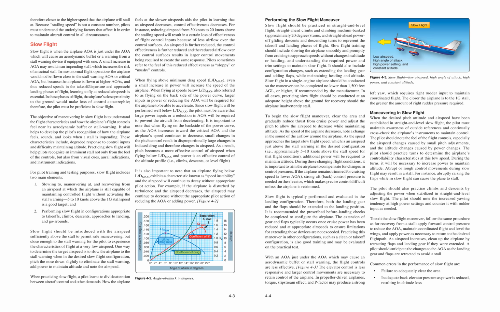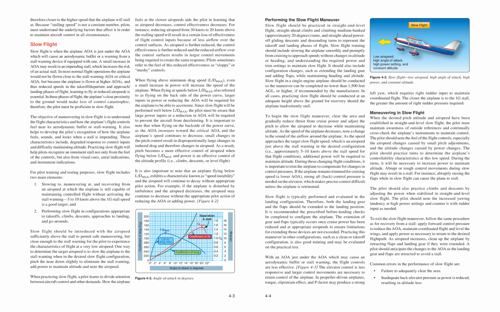It is important to note that when flying on the backside of the power curve, as the AOA increases toward the critical AOA and the airplane's speed continues to decrease, small changes in the pitch control result in disproportionately large changes in induced drag and therefore changes in airspeed. As a result, pitch becomes a more effective control of airspeed when flying below L/Dmax, and power is an effective control of the altitude profile, i.e., climbs, descents, or level flight.